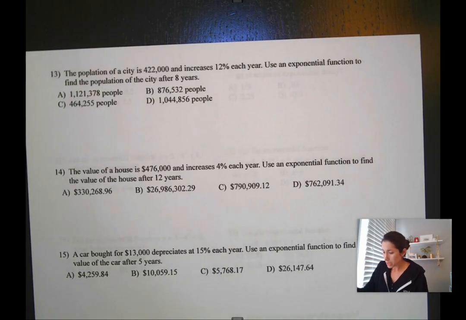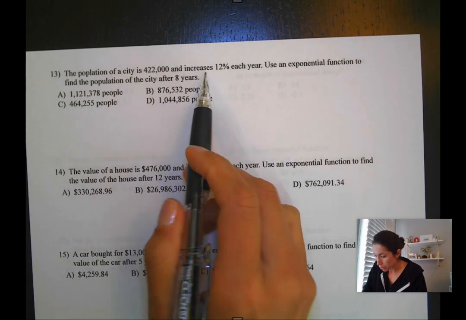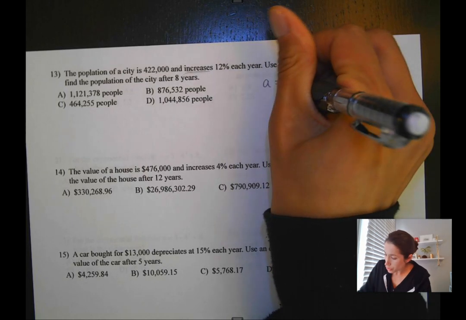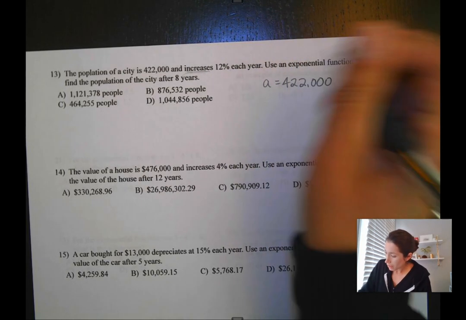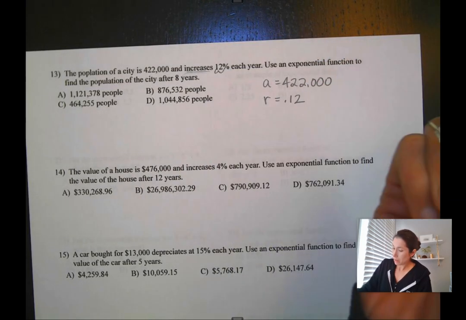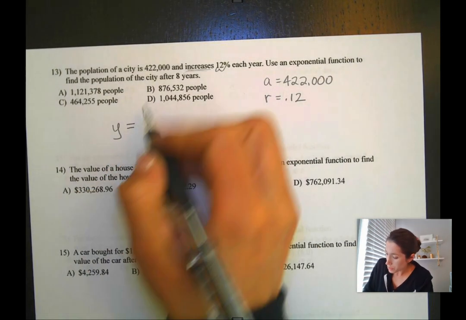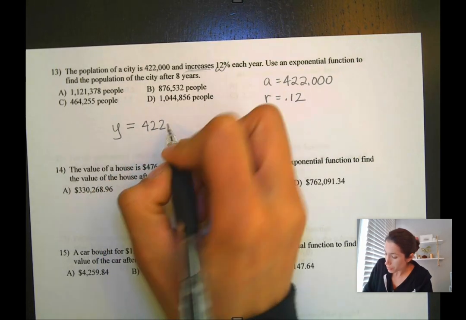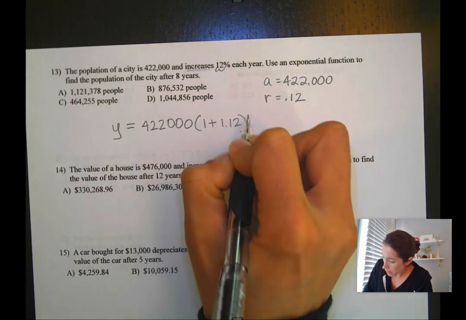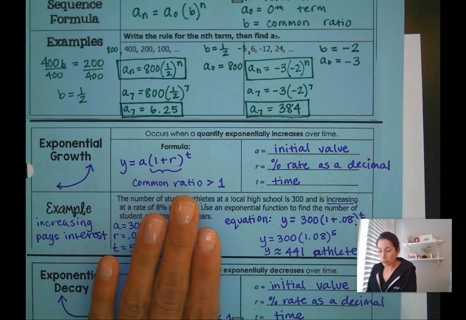All right, we're going to do 13 together. We've got an exponential growth formula because we're looking at an increase. We have an initial population of 422,000. And our rate, we're going to write as a decimal. It's going to be 0.12. So 12% is 0.12 as a rate. So y equals the initial value, 422,000, times 1 plus that rate, to the power of t. So this would be our actual equation. I'm just getting this from my toolkit here.